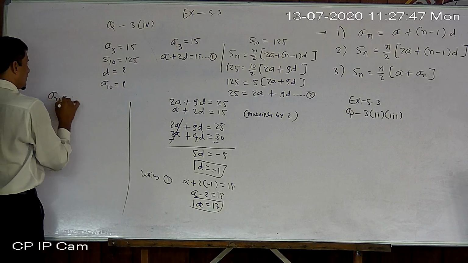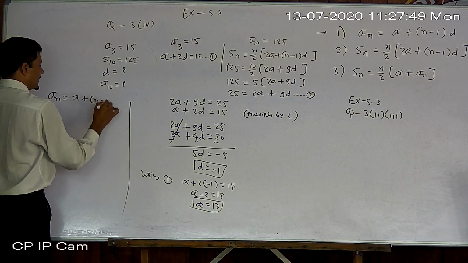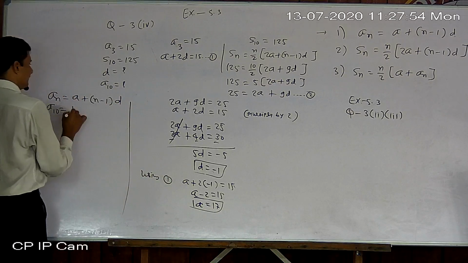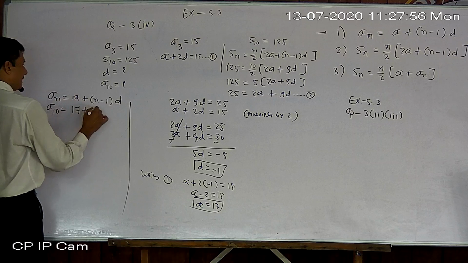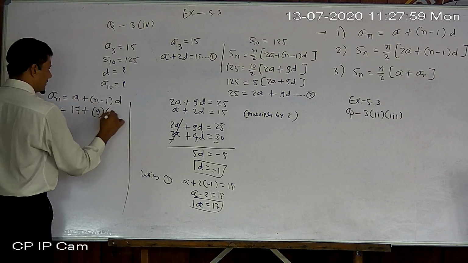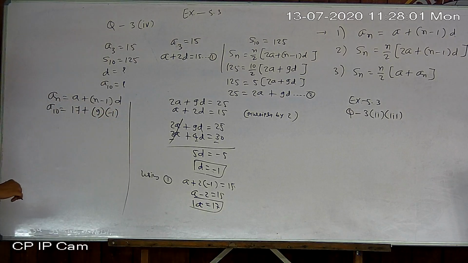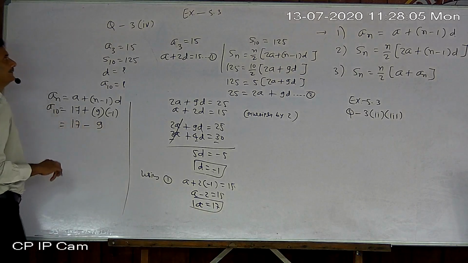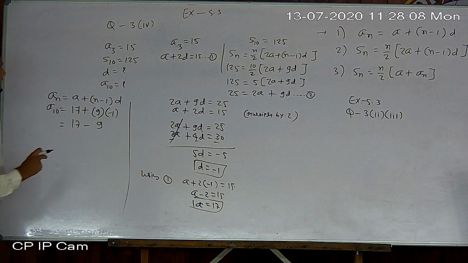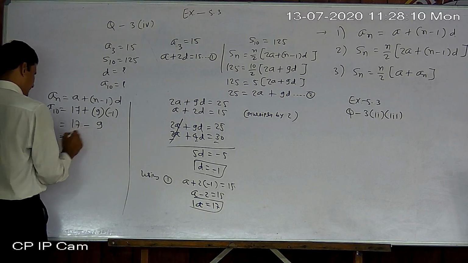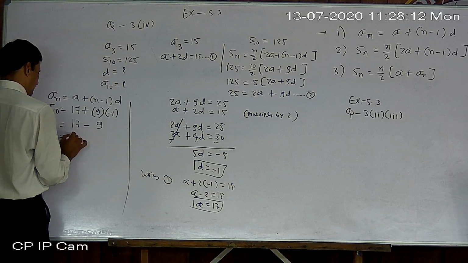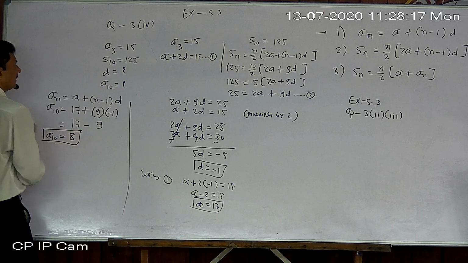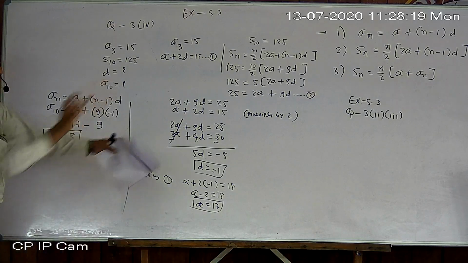So an equal to a plus n minus 1 d. So a10 equal to a, 17, n 10 minus 1, 9, d minus 1. So 17 minus 9, 8. Okay, so a10 equal to 8.